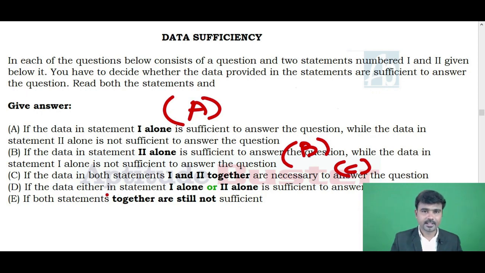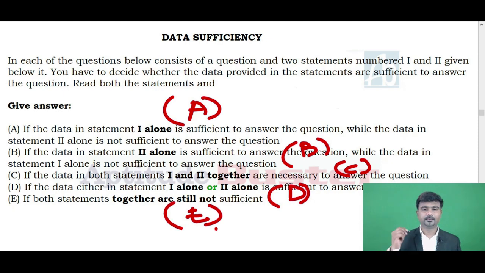Next, if statement 1 alone is sufficient or statement 2 alone is sufficient, mark the answer as D. If both the statements together are still not sufficient, the answer is E.